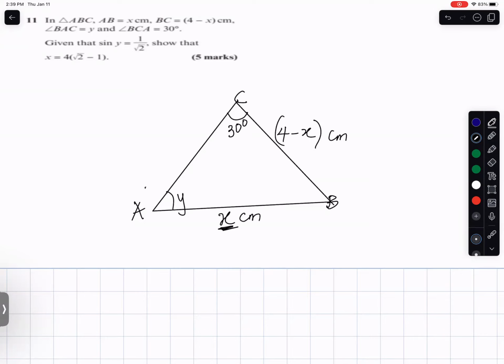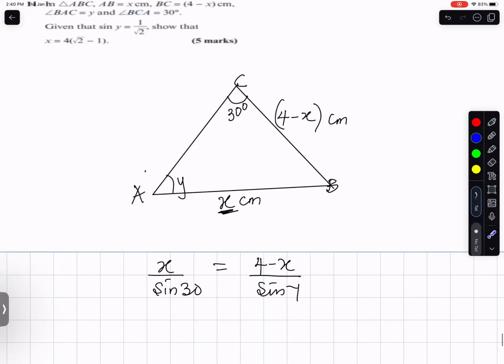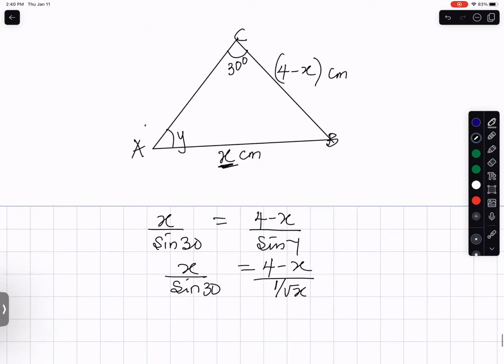So how do we go about this? We can use our sine rule. So I'm going to have x over sine 30 equals 4 minus x over sine Y. Already established that sine Y is equal to 1 divided by root 2. So we are going to use 1 over root 2 for sine Y. So I have x divided by sine 30 equals 4 minus x divided by 1 over root 2. We cross multiply.